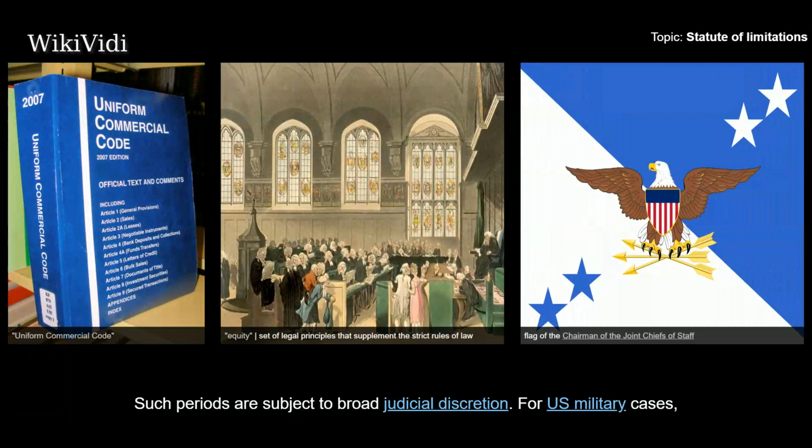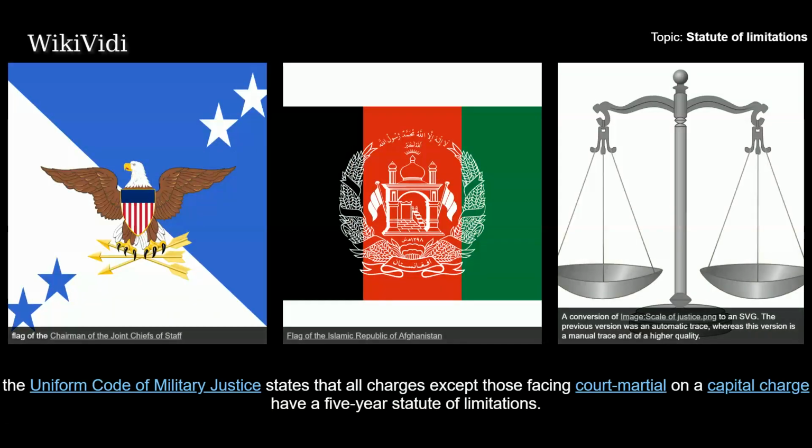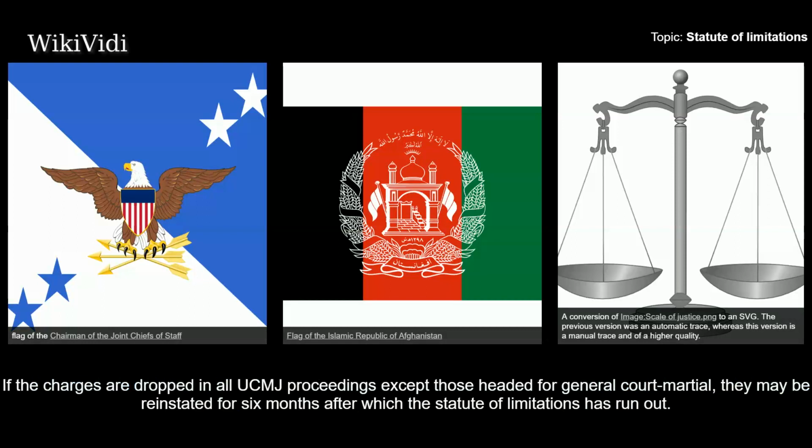For U.S. military cases, the Uniform Code of Military Justice states that all charges except those facing court-martial on a capital charge have a 5-year statute of limitations. If the charges are dropped in all UCMJ proceedings except those headed for general court-martial, they may be reinstated for 6 months, after which the statute of limitations has run out.